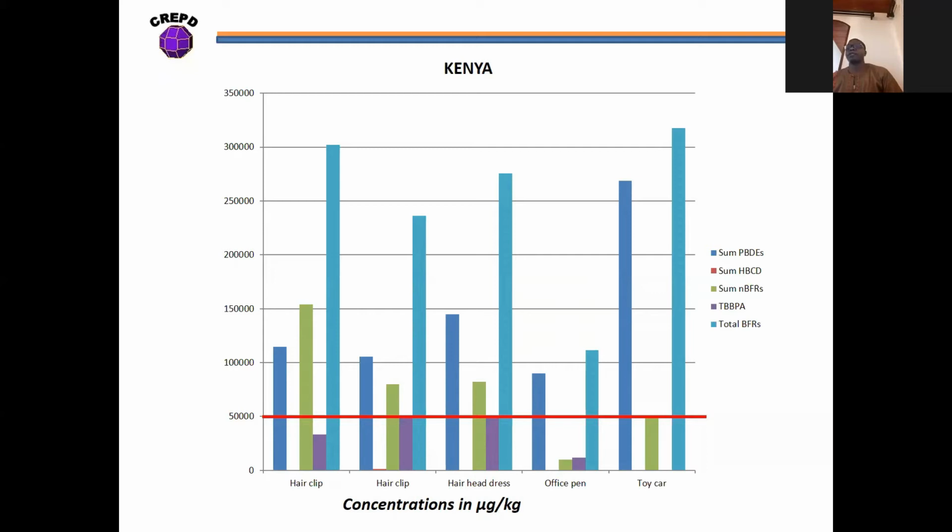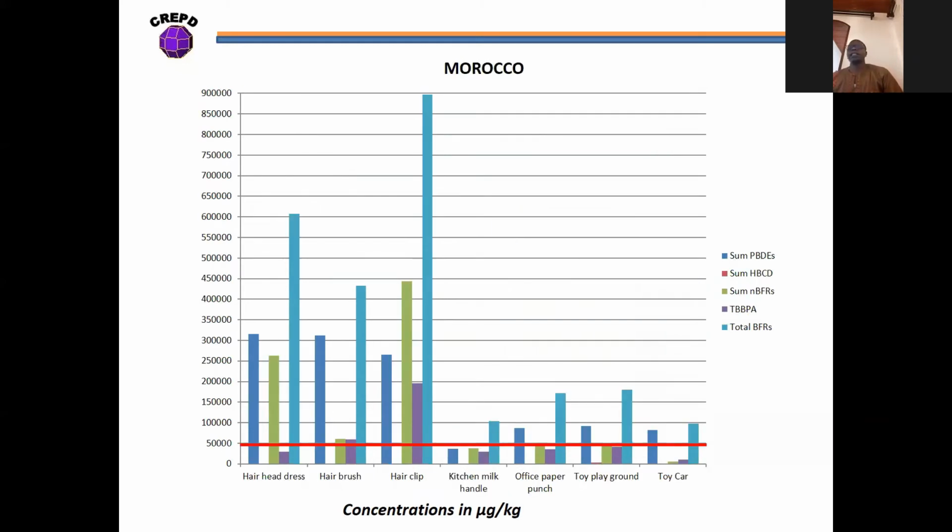Similarly, we have the sum of non-regulated POPs present in almost all the plastic that was processed in this country. The next slide presents the data from Morocco, and the remark is the same as we made on the earlier data from different countries.